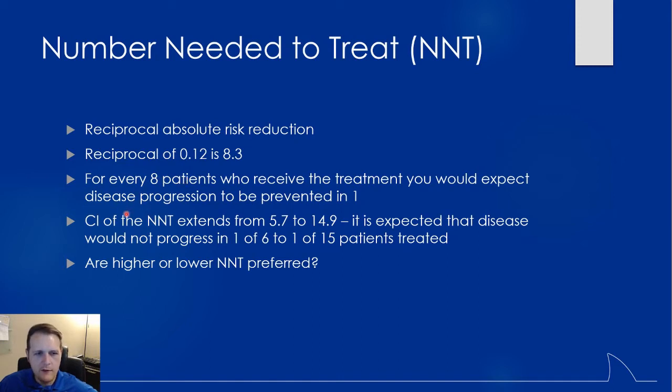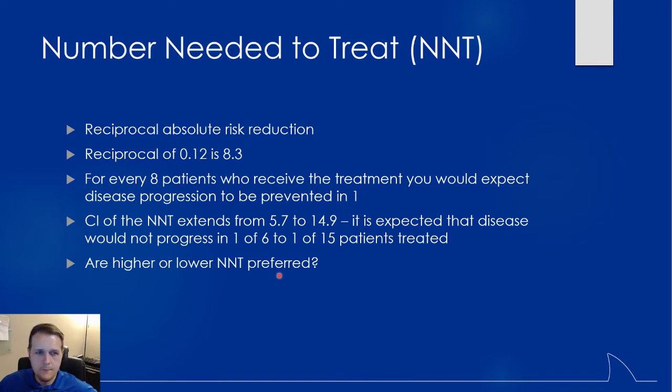When you get the confidence interval for the number needed to treat, it could range, though. It could range from about 6 people up to 15 people that would need to be treated with AZT to prevent progression. Okay. Now, as I mentioned, are higher or lower numbers needed to treat preferred? Obviously lower, right? Lower means you're having much more effective treatment and need to treat fewer patients in order to see that benefit.